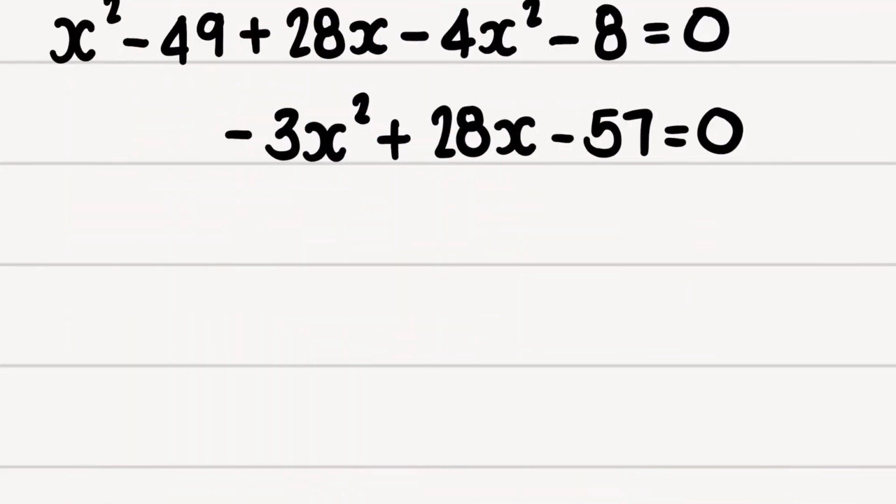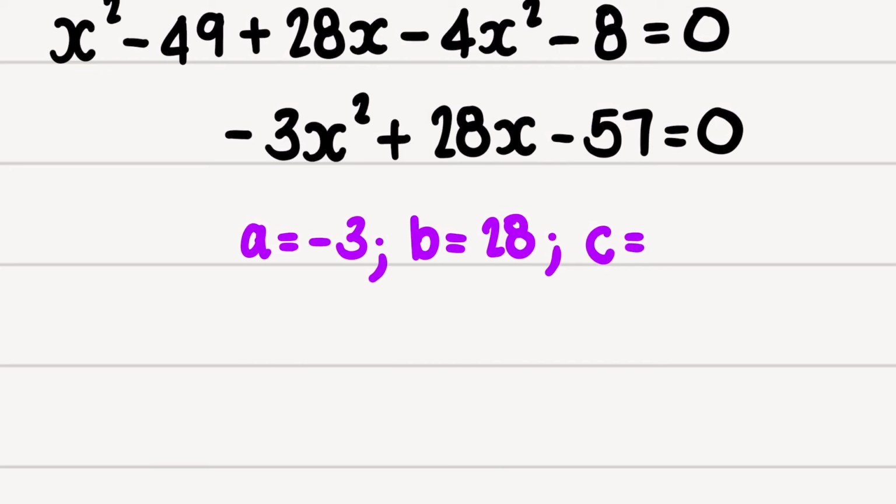Now I need to solve for x. I would be able to factorize this. Alternatively, I'm going to use the quadratic formula in order to practice it as well, because remember, when we have our trinomial, we can solve using the quadratic formula. So the a value in this case is negative 3. It's the coefficient of the x squared. The b value is the coefficient of the x, which is 28. And the c value is the constant, which is negative 57.